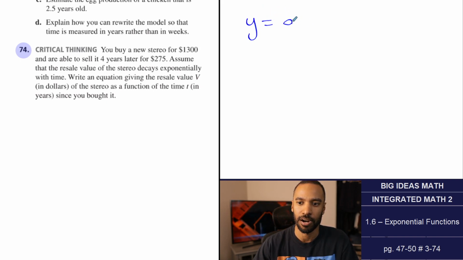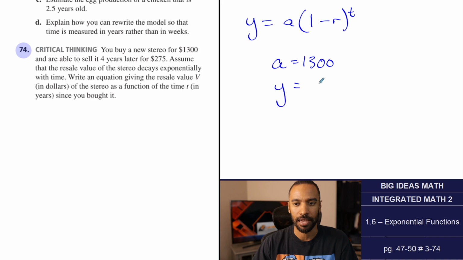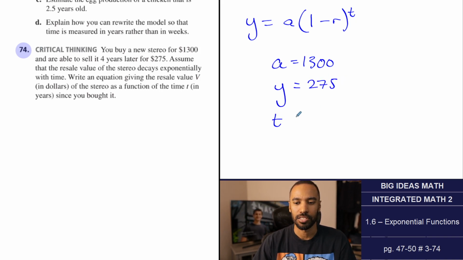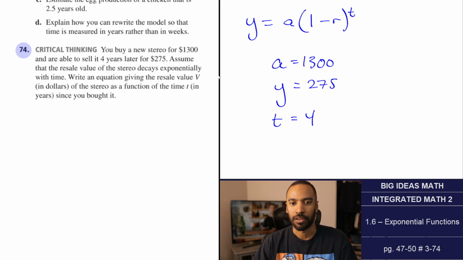If we're talking about decay, it's looking like one of these here. Our A looks like it's $1,300. You sell it 4 years later for $275. So Y is $275 after a t of 4. They're asking to write an equation given the resale value. What we don't have is the percentage of decay.